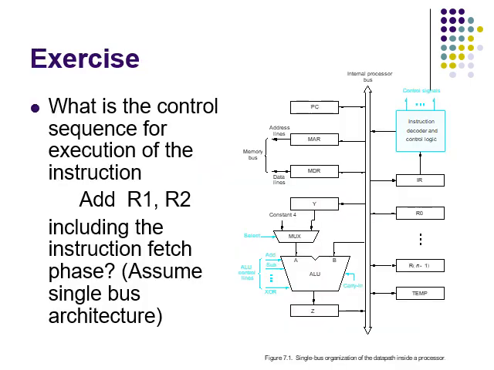So an exercise is being given, that is, what is the control sequence for the execution of the instruction add R1, R2, including the instruction fetch phase. Assume a single bus architecture, complete this exercise and try to upload it in Moodle.